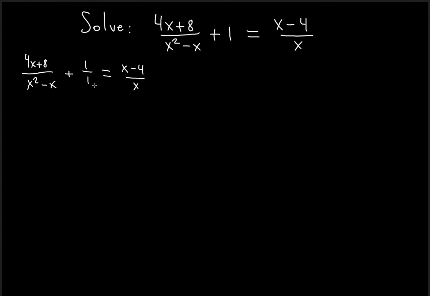Now that all of them are fractions, what I would do next is to factor the bottom here. So we can write this as 4x plus 8 over x times x minus 1. This is the factored form of x squared minus x. Plus 1 over 1 is equal to x minus 4 over x. So now notice that the LCD will be x times x minus 1.